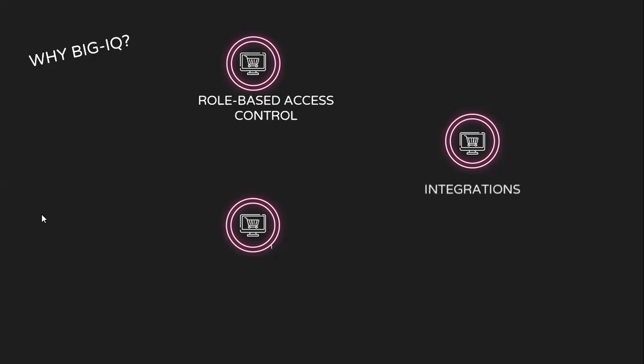Next, talking about integrations. You can manage your applications with the Application Services 3 extension, which is part of your F5 automation toolchain. With this, you can deliver the application using a declarative model, wherein you just tell what is required instead of worrying about how it is done, and everything gets implemented automatically.